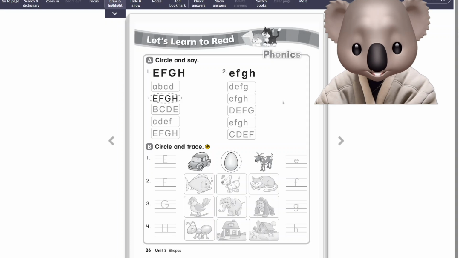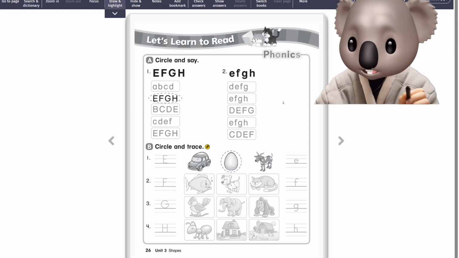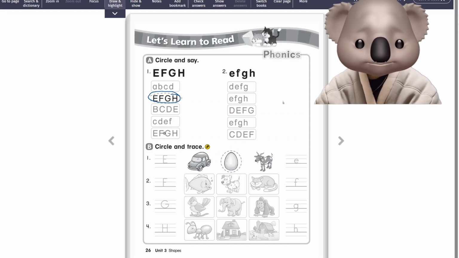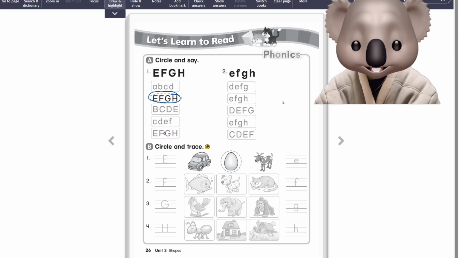Our first one we have A, B, C, D. 아니고 E, F, G, H. 찾았다. So we'll circle. Next we have B, C, D, E. C, D, E, F. E, F, G, H. 대문자 circle.